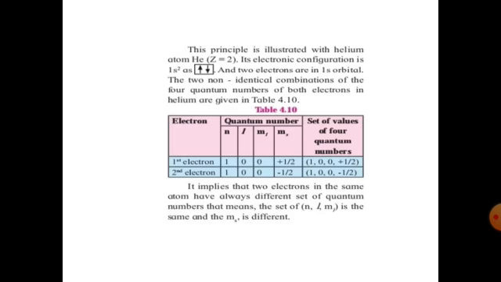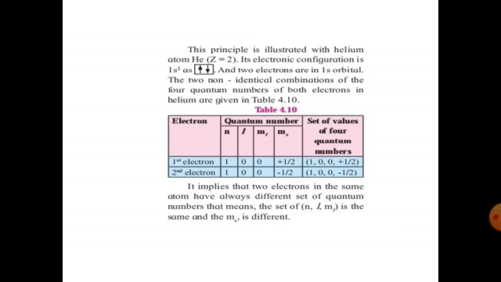This principle is illustrated with the helium atom having atomic number 2. Its electronic configuration is 1s2. See how it is shown in the block diagram. One rectangular block is drawn, and in it one arrow is in upward position and the second arrow is in downward position, and two electrons are in the 1s orbital. The two non-identical combinations of four quantum numbers of both the electrons in helium are given in the table.